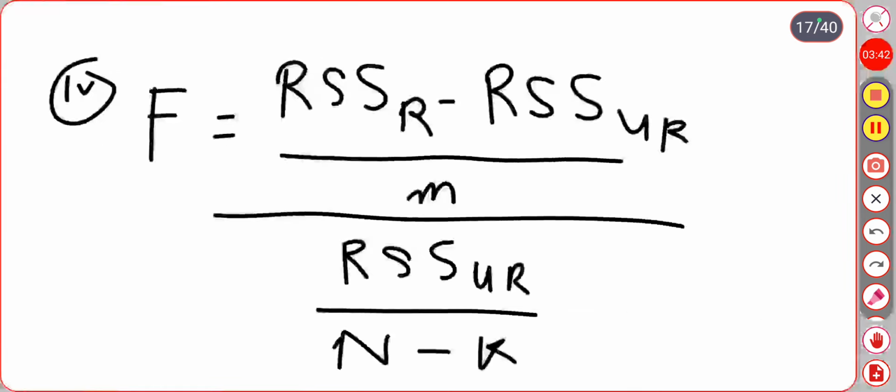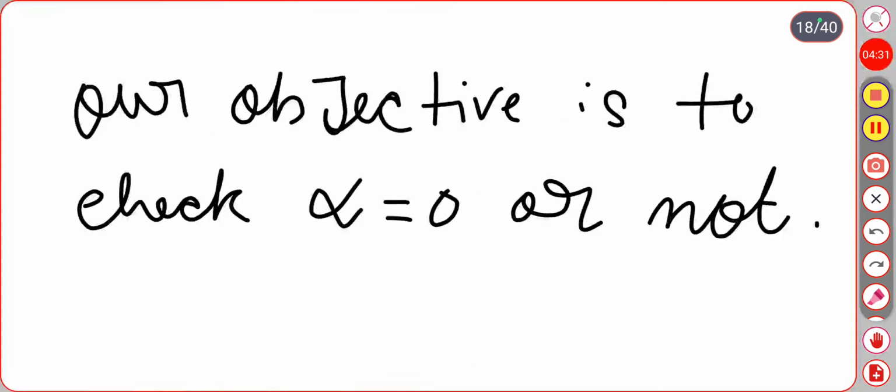Here the null hypothesis is H naught. We consider the F statistic, that is F is equal to the residual sum of squares of the restricted model minus the residual sum of squares of the unrestricted model, divided by the degrees of freedom, that means M. From where do we get M? In the next slide I will discuss it. And divided by the residual sum of squares of the unrestricted model divided by its degrees of freedom. What is the degrees of freedom? The degrees of freedom of the unrestricted model is N minus K, where we know that capital K is equal to M plus N, because we consider all the lag terms here in the unrestricted model. So our objective is to find out whether the alpha is 0 or not.